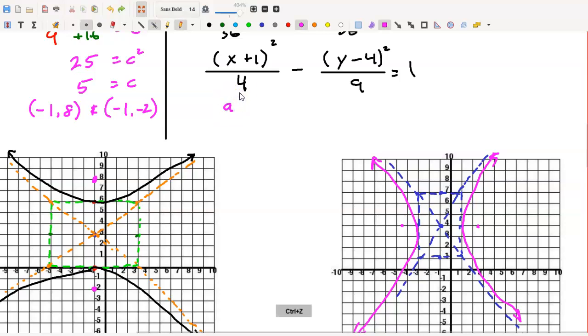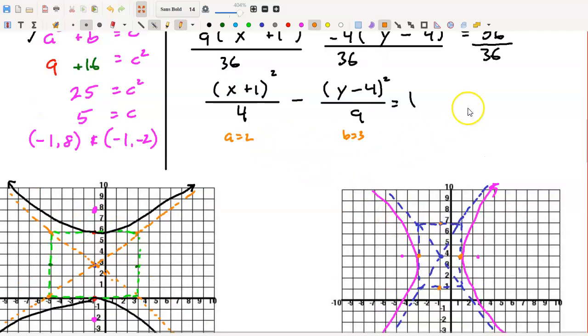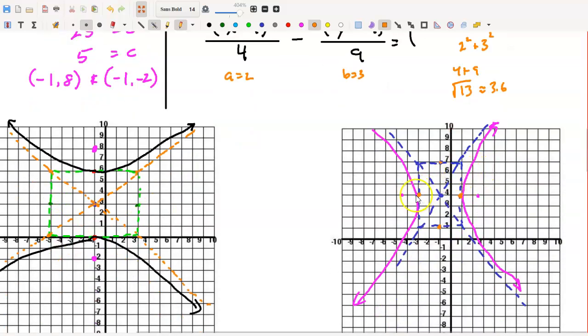So the A ended up being 2, right? And it's opening left, right, since X is first. All right, so the A is equal to 2. So that's why we went 2 to the left, 2 to the right. The B is equal to 3. We went 3 up, 3 down. Made the frame, made the asymptotes. And then we can go ahead and find the foci by doing Pythagorean theorem. So that would be what? 2 squared plus 3 squared. Right? Which is just 4 plus 9. So you get 13. Square root of that, it's about 3.6. Yeah, about 3.6, so that's why the foci are right outside here, about 3.6.